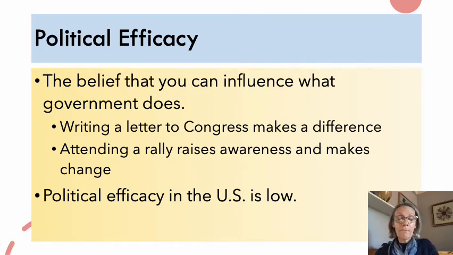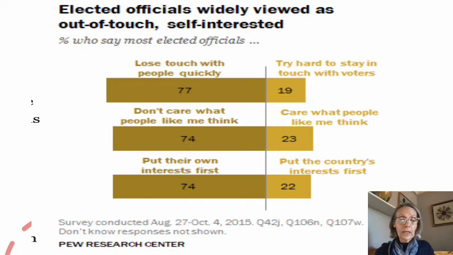So let's look at some information that supports that claim. Here's some research that the Pew Center did on the issue of political efficacy. They asked people about elected officials, and as you can see there, 77% of people feel like elected officials lose touch with the people they're representing quickly.